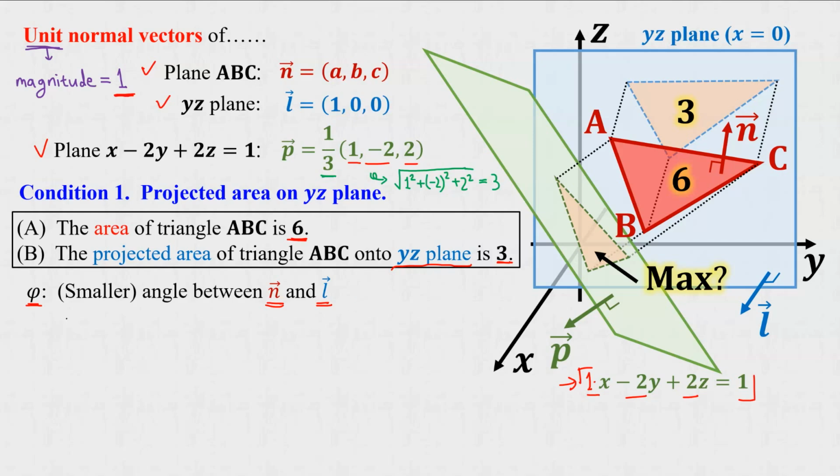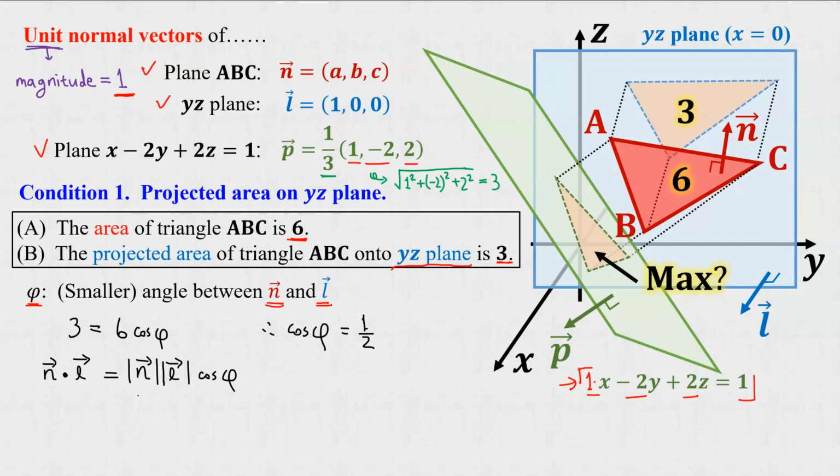Then from the projected area formula, we have 3 equals 6 times cosine phi. Therefore, cosine phi equals 1/2. Here, let us use the two formulas to calculate the dot product n dot L.